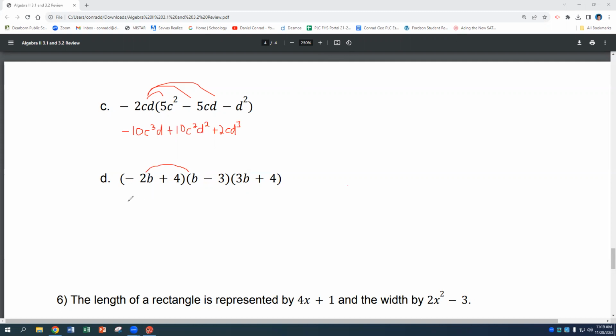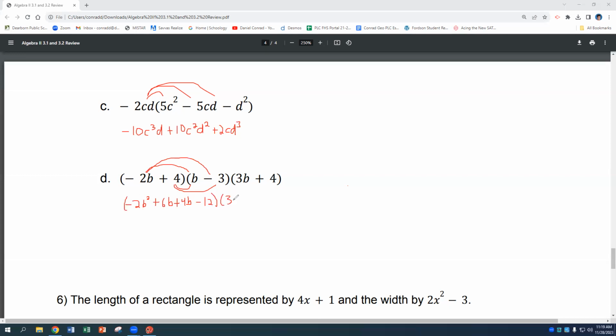So negative 2b times b is negative 2b squared. Negative 2b times negative 3 is plus 6b. 4 times b is plus 4b. And 4 times negative 3 is minus 12.